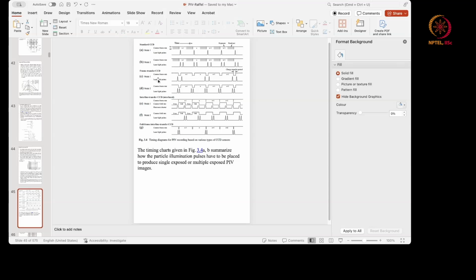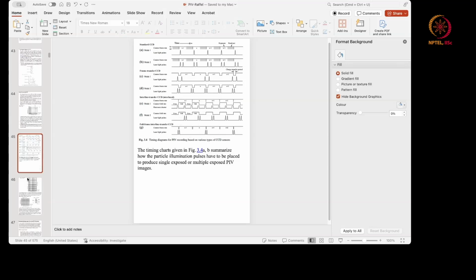These are the timing diagrams, showing how particle illumination and charges have to be produced to see what is going on. When it's interline, this is even, and this is how it is read out.